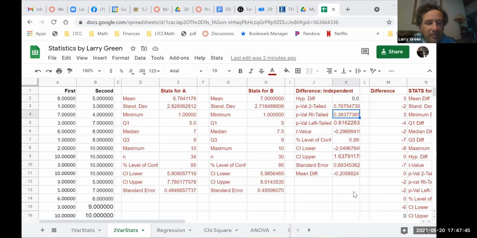Do you remember what the two different reasons for failing to reject were? Can you remember that? Okay, I don't see anyone jumping in, so maybe I'll mention it.